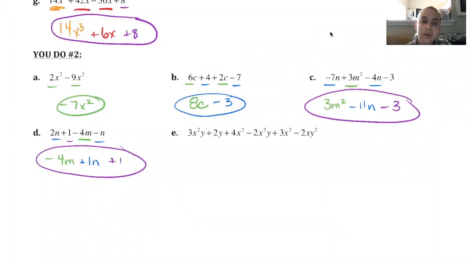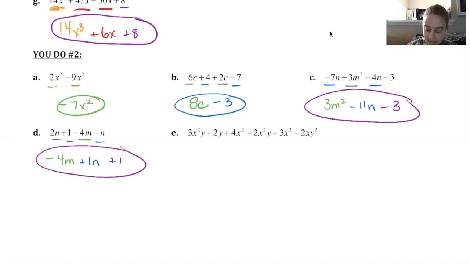Okay, so I've gone through and done these already for you, so you can check your answers here. In letter A, those are both like terms, so 2 minus 9 is -7. In letter B, I add the c's, so 6c plus 2c gives us 8c. 4 minus 7 is a -3. In letter C, my m squared, that's the only term that I have that's m squared. I have a -7n and a -4n, so that's -11n. Then my -3 is all by itself, nothing to combine with.